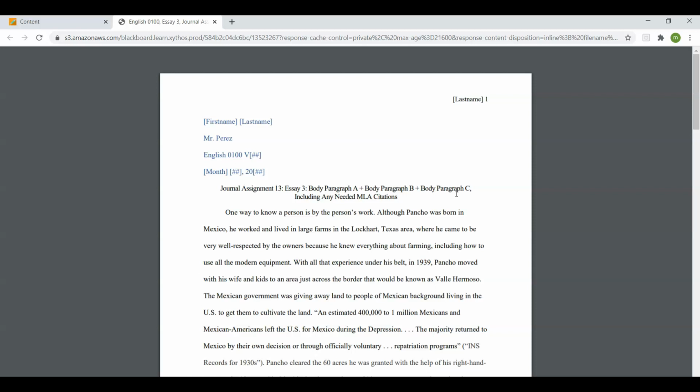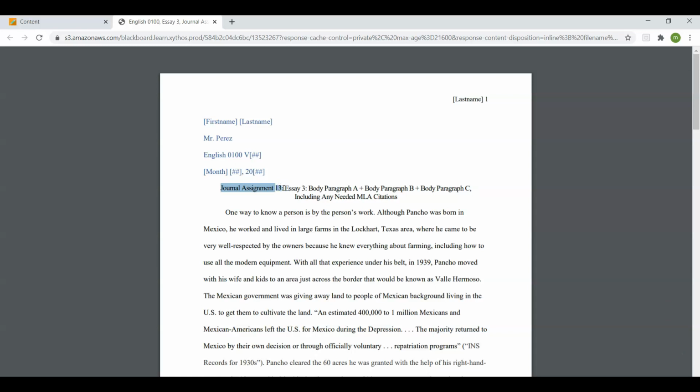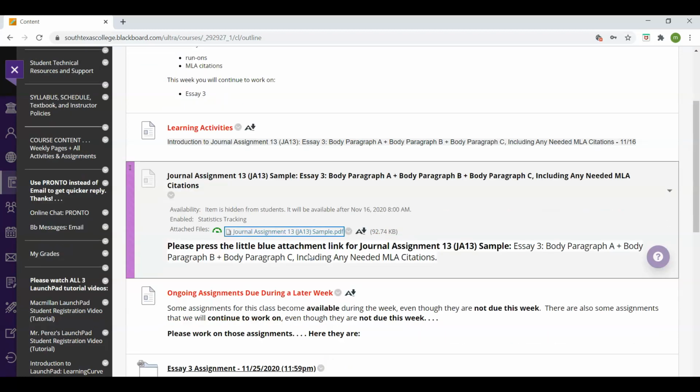Your essay 3 will have a head and a tail, I guess, right? It will have an introduction and a conclusion, but for the journal assignment due this Saturday, November 21st, you're only turning in the 3 middle paragraphs, like the body, right? Head, body, and tail, right? You're only turning in the body paragraphs for the journal. All right, so this was available since Saturday.